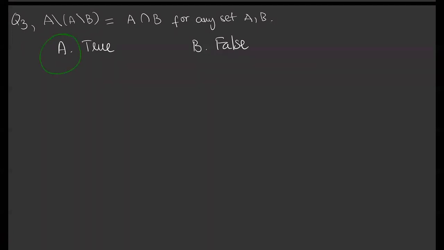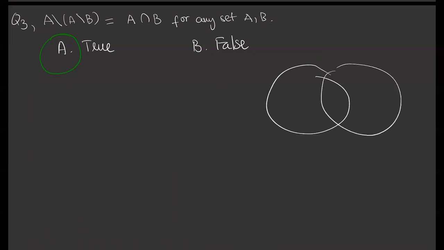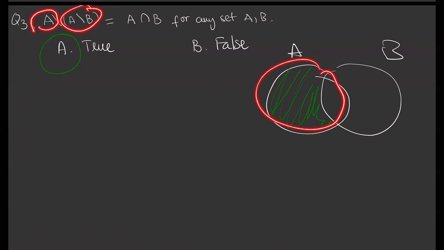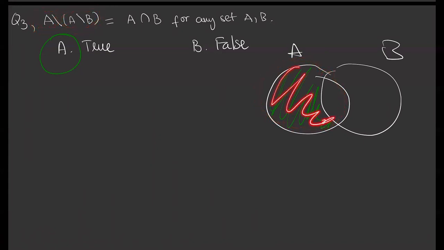So in order to prove set equality, this question is confusing. Look at this: A, B, what is A exclude B? A exclude B is this part, right? A exclude B means I want something in A but not in B. So I want something in A that is not in the green part, which means I want the red part.